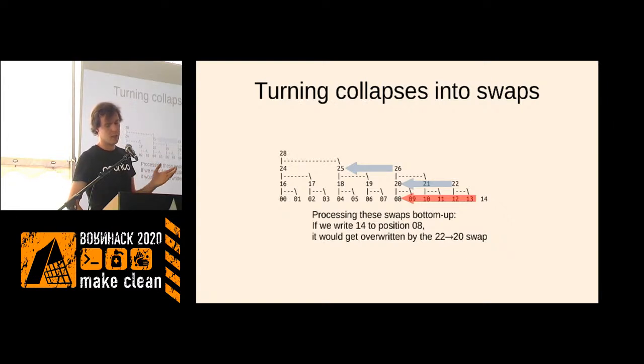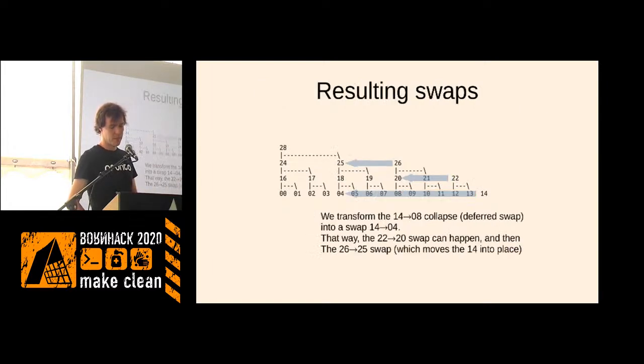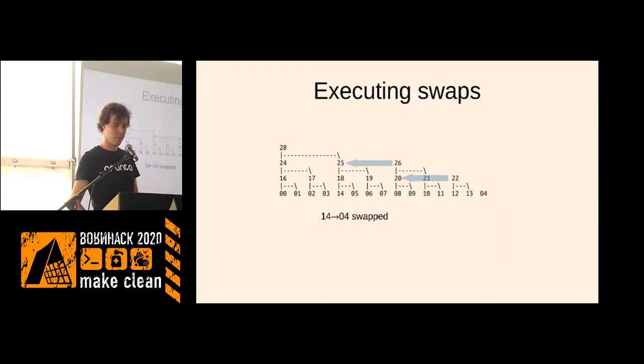So there's another algorithm that takes care of this and looks at the swaps, looks at the collapses, and then turns the collapses into swaps so that we can just go up the tree, swap everything, and we have done. So this is what it does. It changes the 14.8 to 14.4, and then we can run the algorithm, basically just going through the swaps we have, swapping them. So we have swapped one, right? You have seen now where number 4 was, there's now number 14.